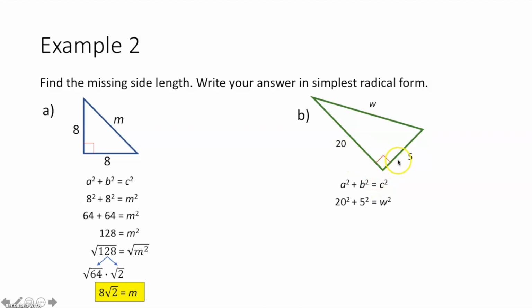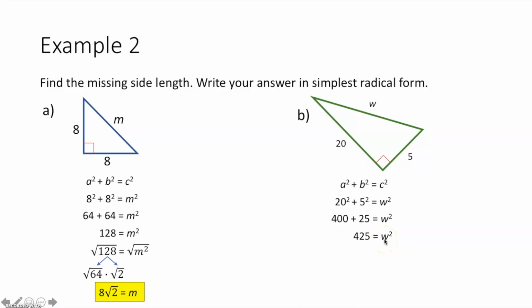And then it doesn't matter which one goes in for a or b. We just plug in 20 for a, 5 for b. You could have done 20 for b and 5 for a. You would have got the same answer. So now let's simplify. 20 squared is going to give you 400. 5 squared is 25. We then add together and you get 425.